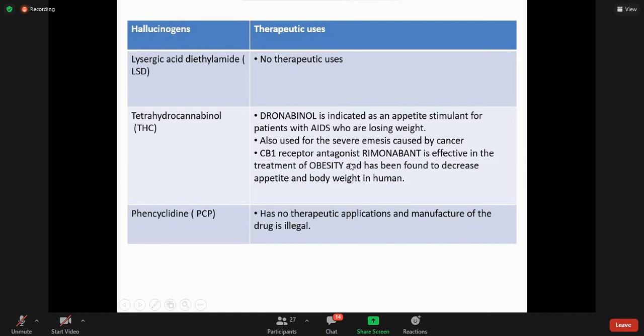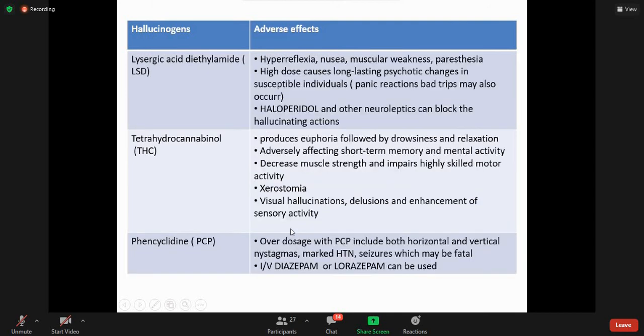Cannabinoid type 1 receptor antagonist. Rimonabant is effective in the treatment of obesity and has been found to decrease appetite and body weight in humans. So these are the clinical applications of tetrahydrocannabinoids. And you know, in this government, there was a time in which they were publicizing, okay, we are going to develop these cannabinoid related compounds in medical therapy. Phencyclidine has no therapeutic application and manufacture of the drug is illegal. This already we have discussed.